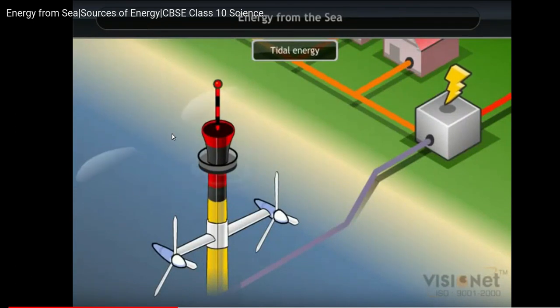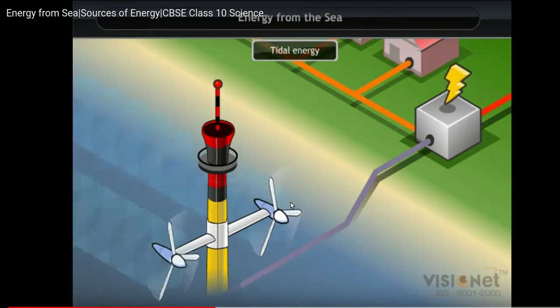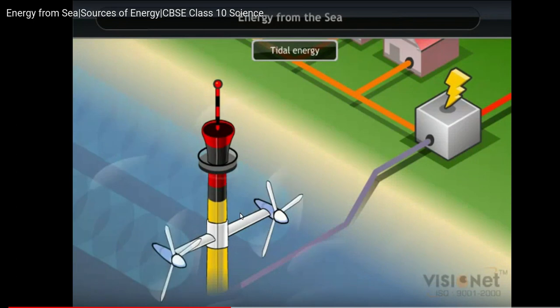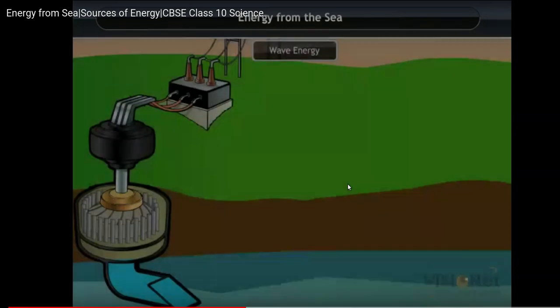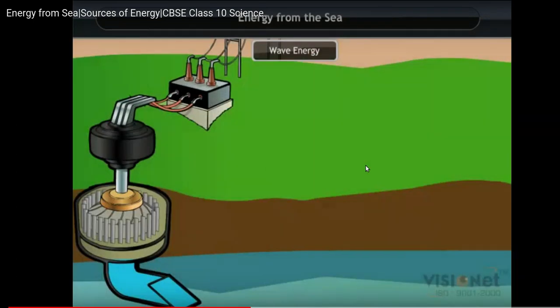We have these particular turbines which are placed in the sea, near the seabed, which will rotate when a tide occurs, and this rotation is then converted into electricity by a generator and used to power homes. That is how tidal energy works. As you can see, the tide causes the movement of these turbines, which will generate electricity for us.